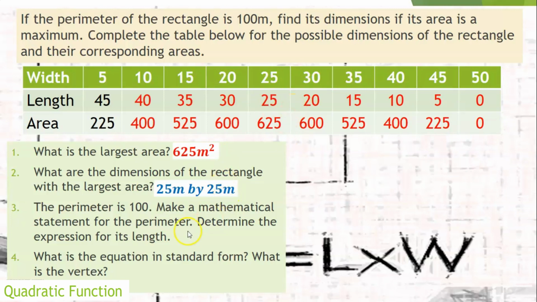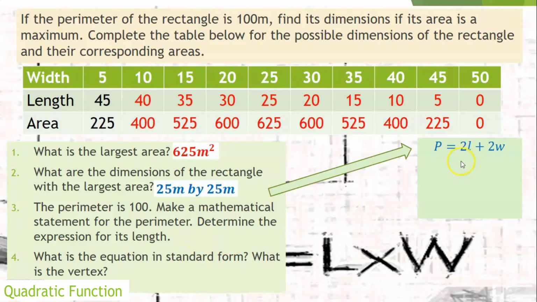If the perimeter is 100, make a mathematical statement of the perimeter. So you'll have twice the length plus twice the width, and it's 100. So 2L plus 2W equals 100. Divide by 2, so 50 is length plus width. That's why if we add here, it will total 50. So length could be expressed as 50 minus W.